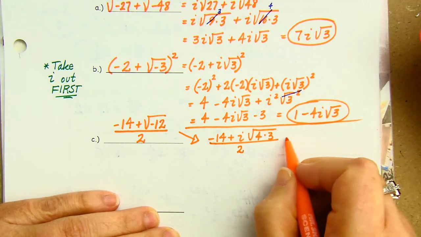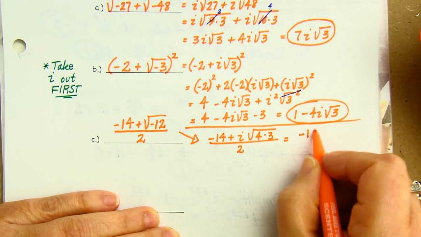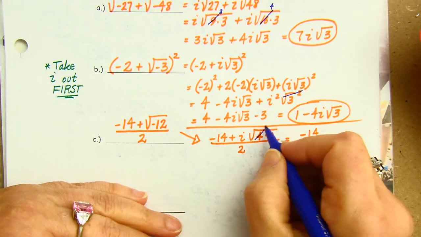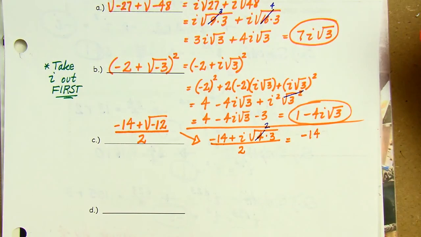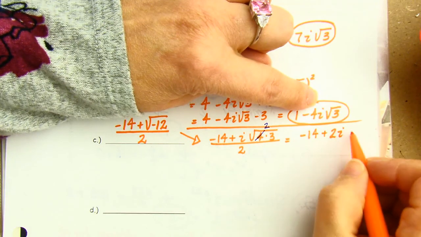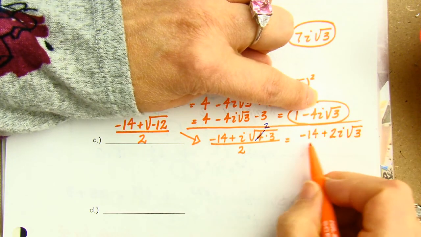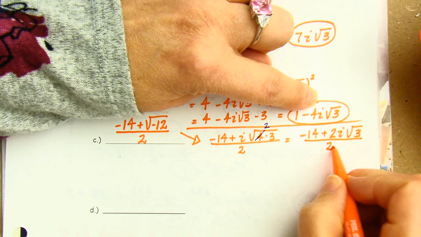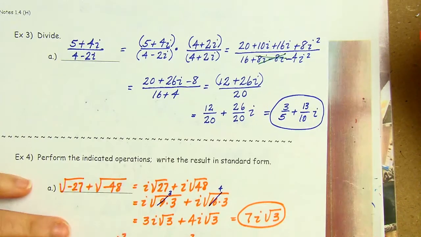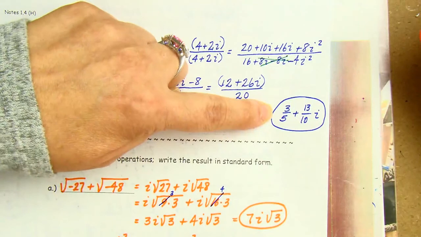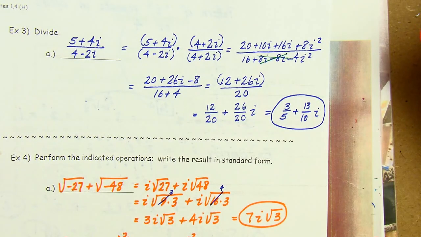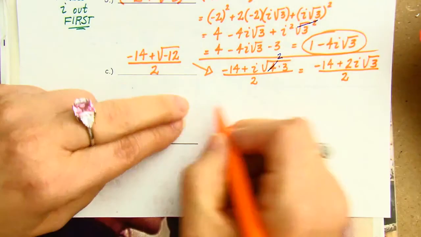Alright, so what do we got? We got negative 14. 4 is going to come out as a 2. So that's 2I root 3. It's addition over 2. Now this becomes a problem like this, where we have to split it. So it's in that A plus BI form. Okay? So I'm going to split it.